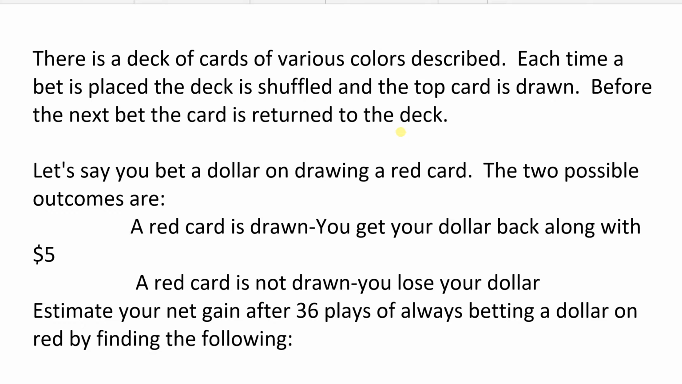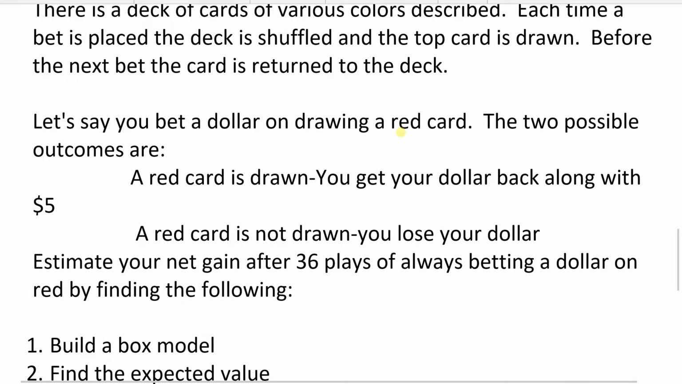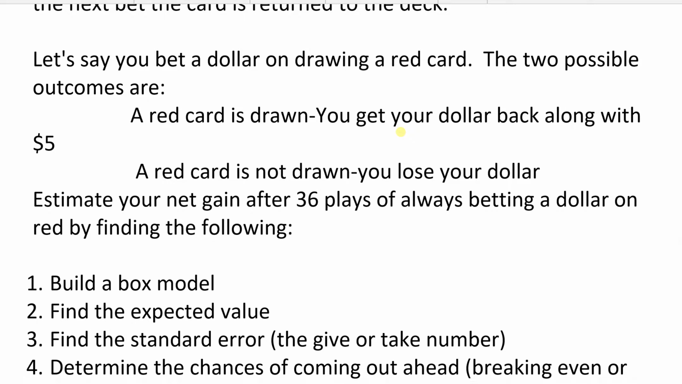There are two possible outcomes. One is a red card is drawn. That means you get your dollar back along with $5. Or a red card is not drawn. That would mean you lose your dollar. You want to estimate your net gain after 36 plays of always betting $1 on red.